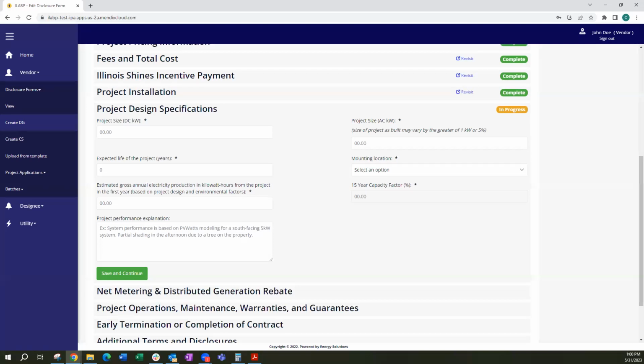The first year production and AC system size will be used to calculate the 15-year capacity factor. The capacity factor will help customers understand how well the solar project will perform relative to other projects in the program.